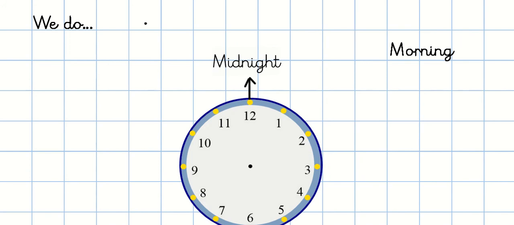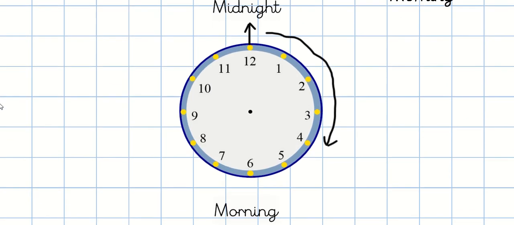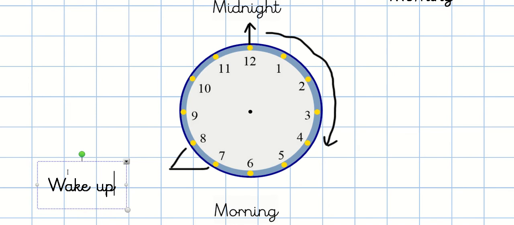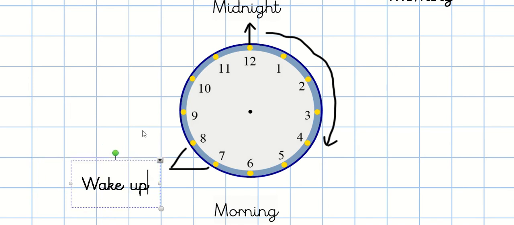And if we keep going round on a clock, oh, not that way. If we keep going round on a clock, we come to the morning. And this here would be what we call the early morning. And then we wake up sometime about 6 or 7. So that's what time we wake up. And then at 8 o'clock, maybe a lot of us have our breakfast.